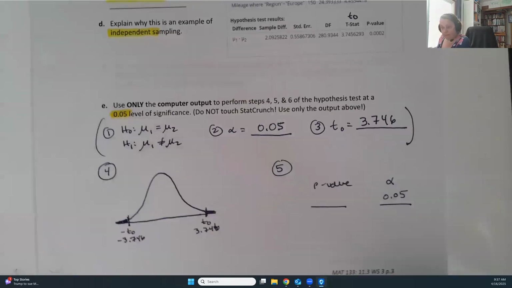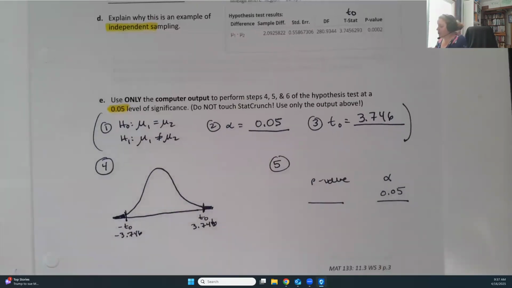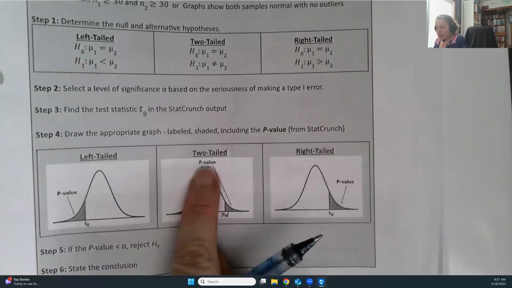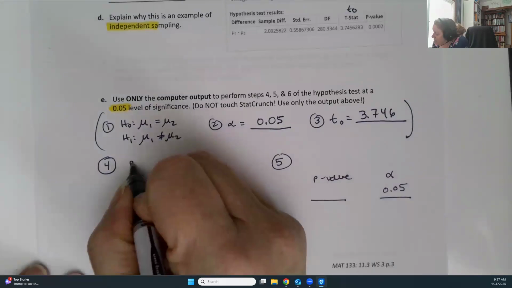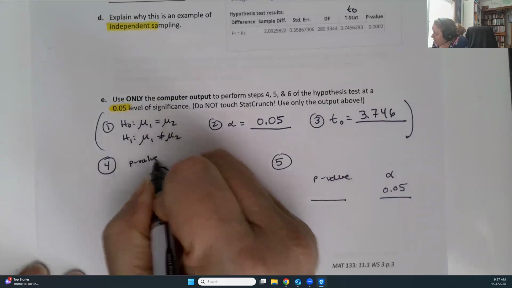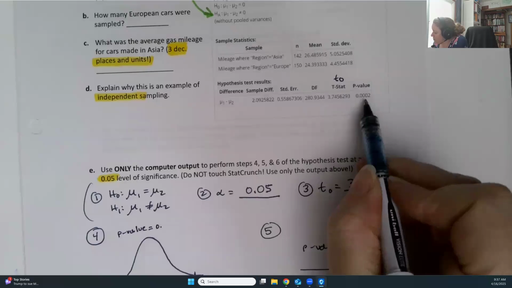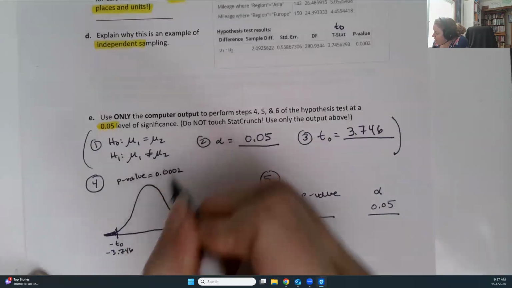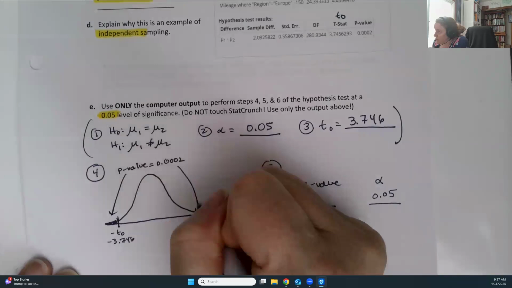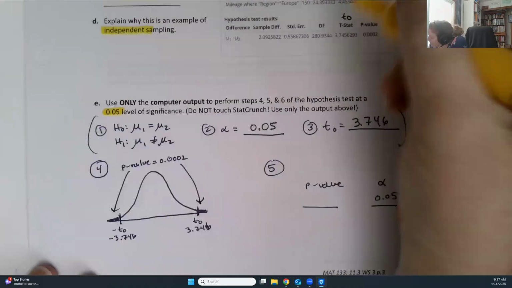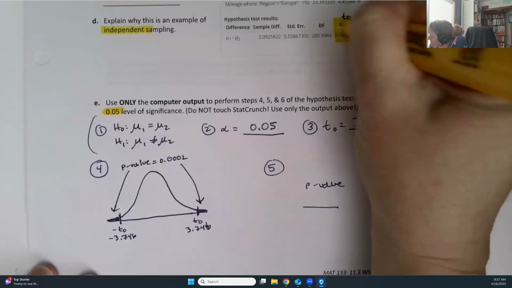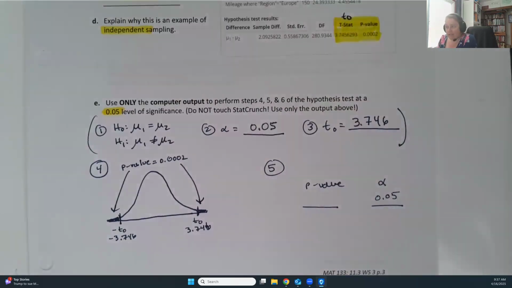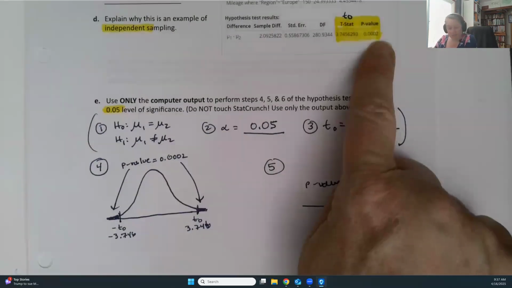And then I'm going to shade my tails. Now p-values for a two-tailed test get put up above with a double arrow. So the p-value goes up here. It's 0.00002, and it's both of those. The important parts of this are right here, because that's your t-stat and your p-value. That's steps 3 and 4. Step 3, step 4.